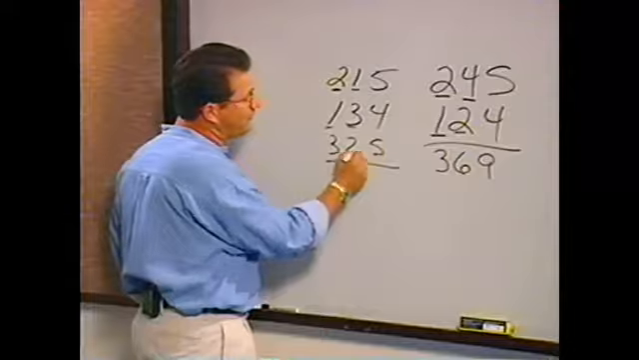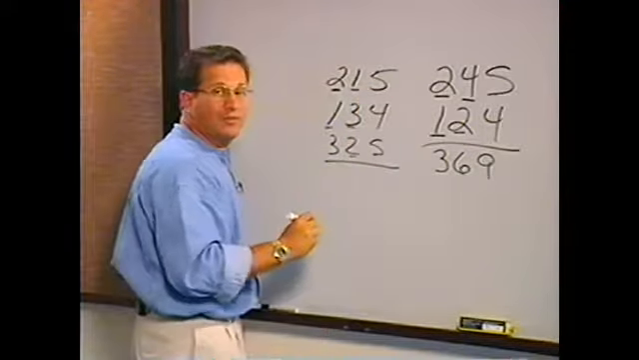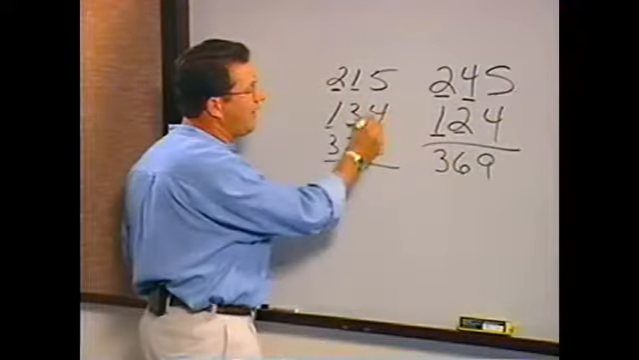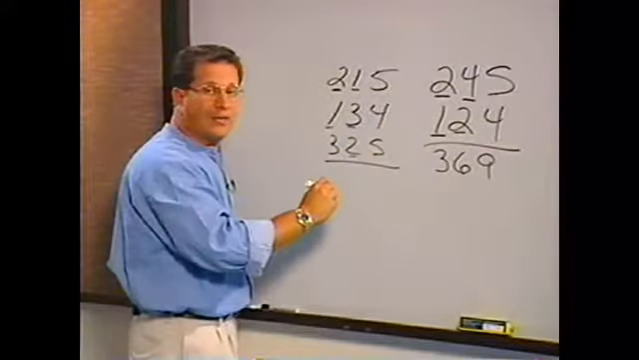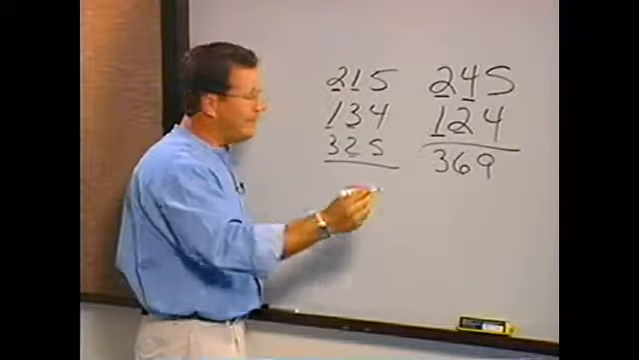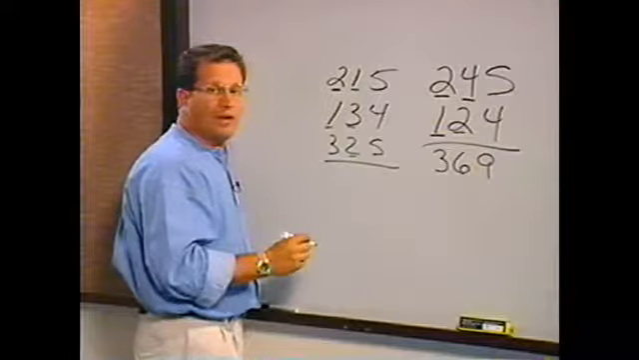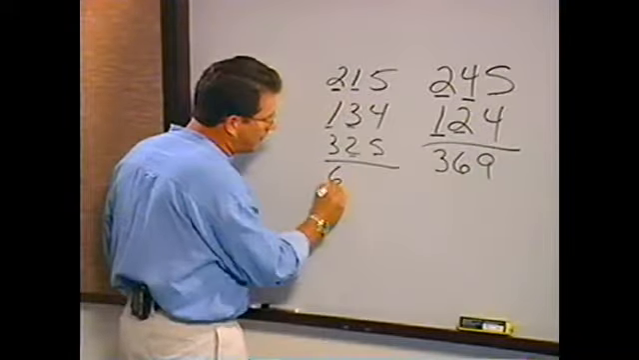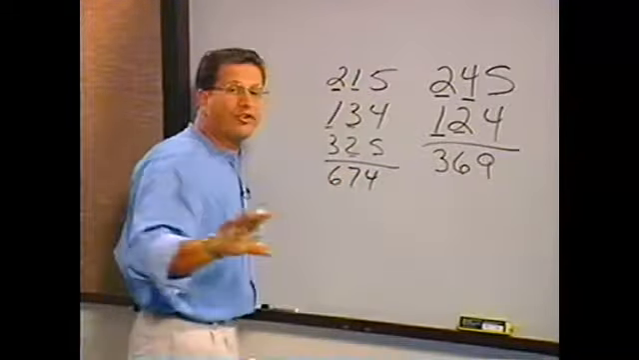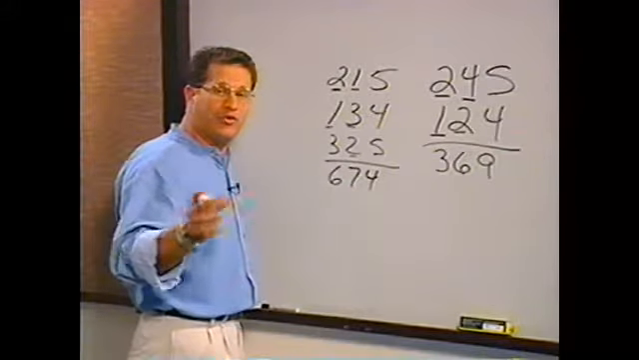What's 660 plus 5? 665. Add the 4, and we'll get 669. And then add 5 more, and you'll get 674.